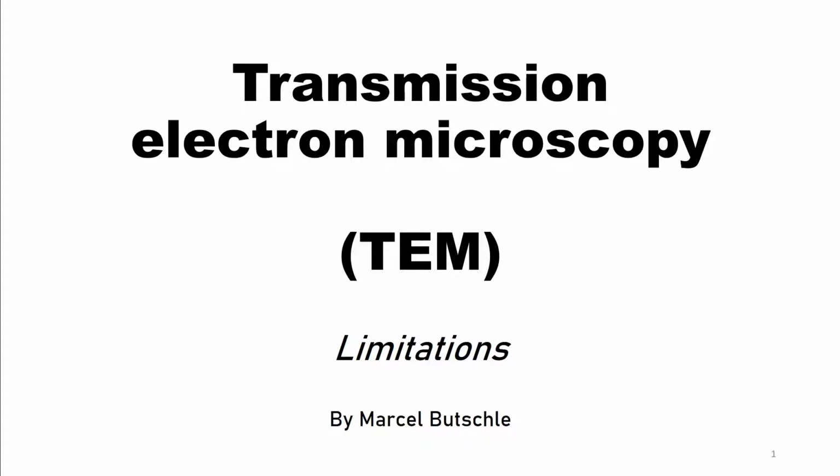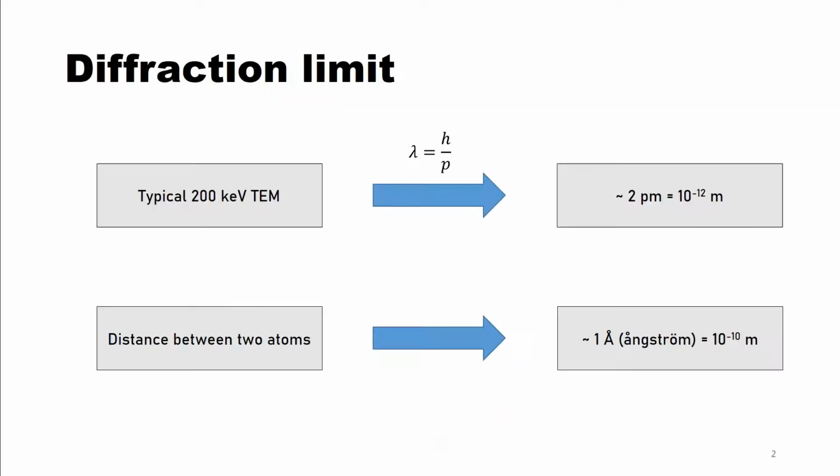This video will be about what limits the resolution of a TEM image. And in my other videos I already explained that the diffraction limit is not really an issue here because the wavelength of electrons is extremely small, 2 orders of magnitude smaller than the distance between two atoms. So we are not limited by the laws of physics, but we are limited by engineering.